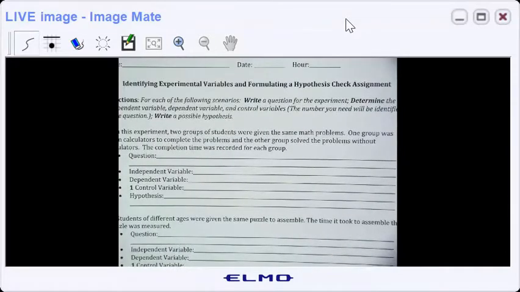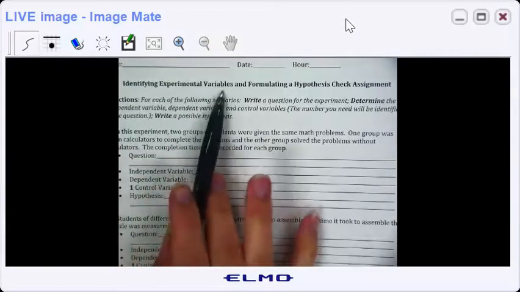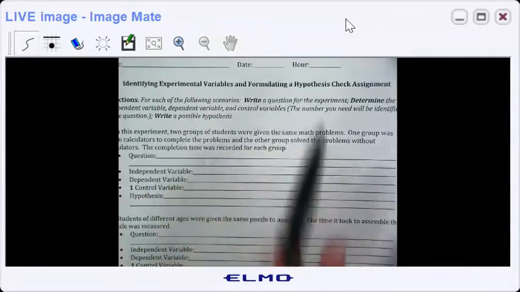And welcome back to our practice about variables and hypotheses. For this video, we are going to be identifying the experimental variables and formulating a hypothesis.